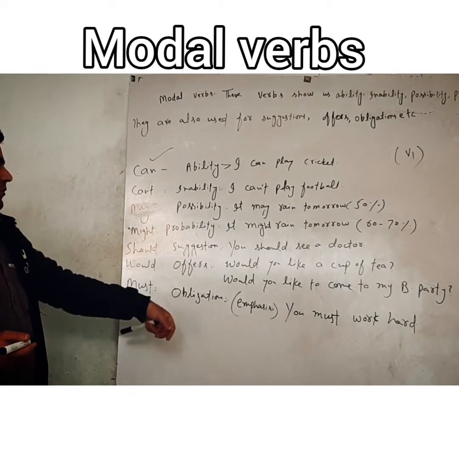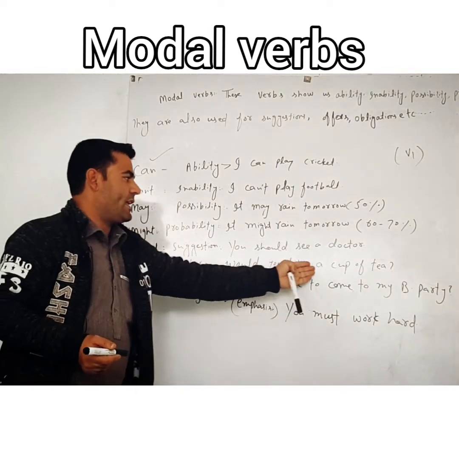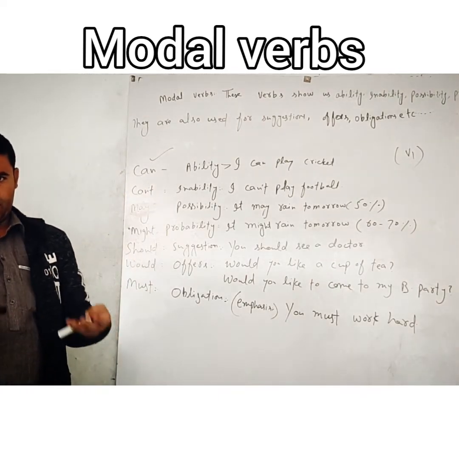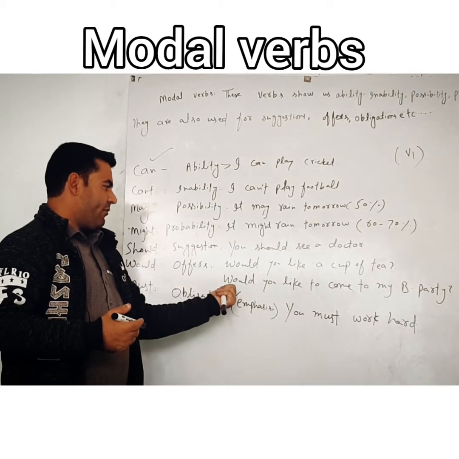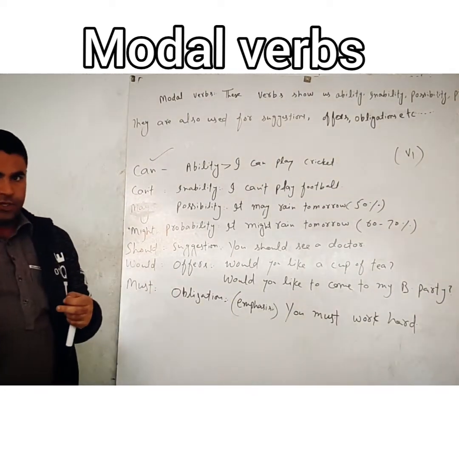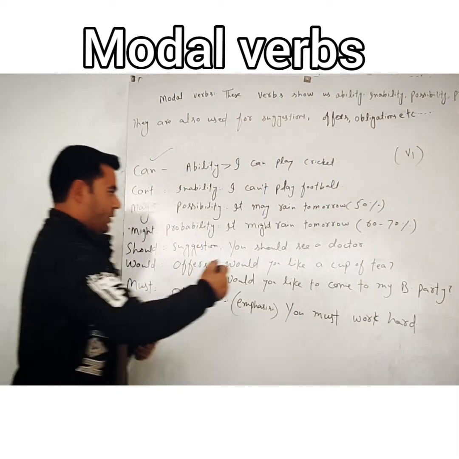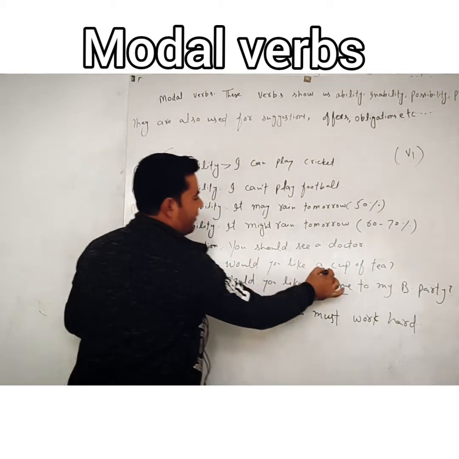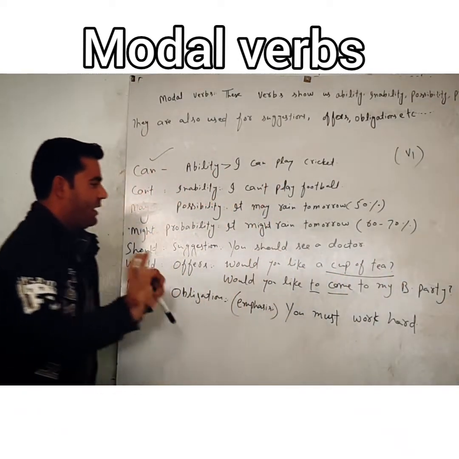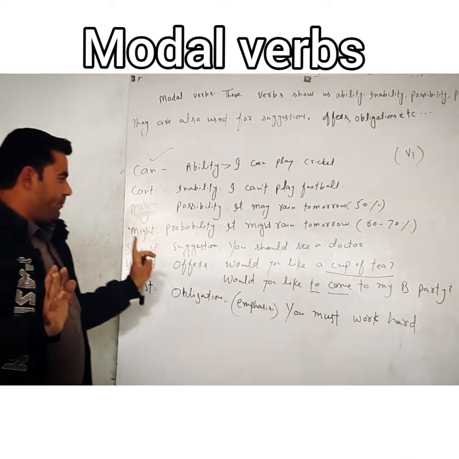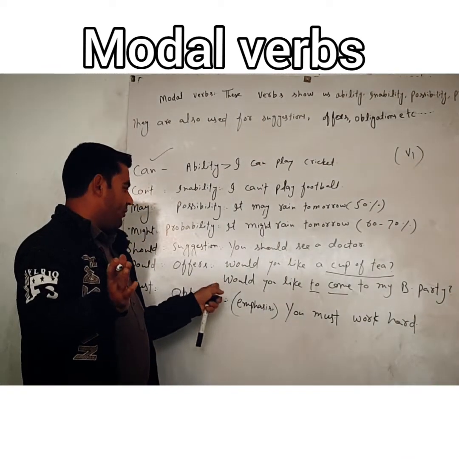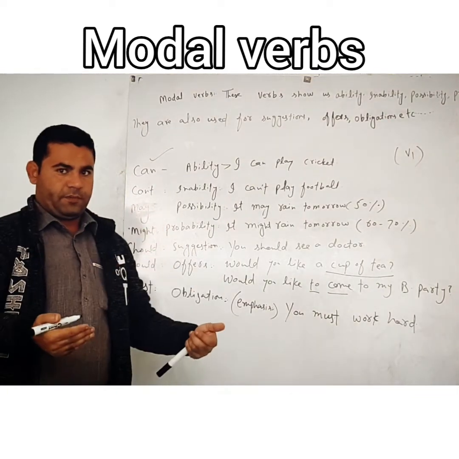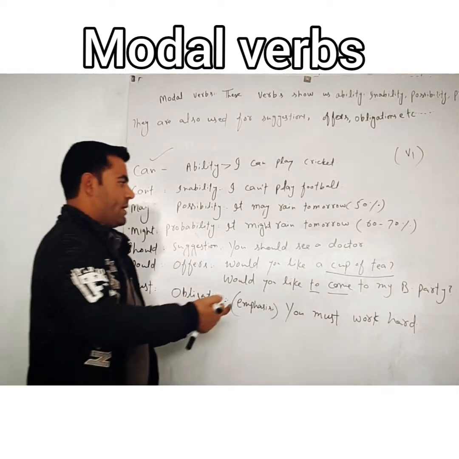Would is used for offers as well. For example, would you like a cup of tea? I'm offering you. Would you like? And if I want you to perform some action, like a verb, you will have to use to, because a cup of tea is a noun, so you don't need any kind of to there. But if you want to talk about some action, for example, come is a verb. Okay, would you like to come to my birthday party?